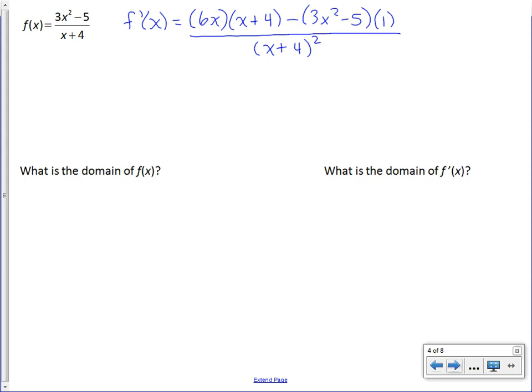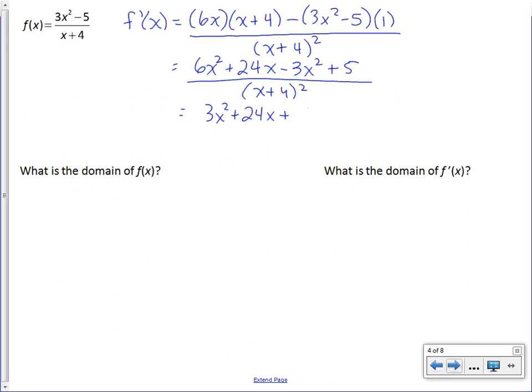Okay, so 6x squared plus 24x minus 3x squared plus 5. So 3x squared plus 24x plus 5 all over x plus 4 all squared. So ta-da. Okay, function found. Derivative found.